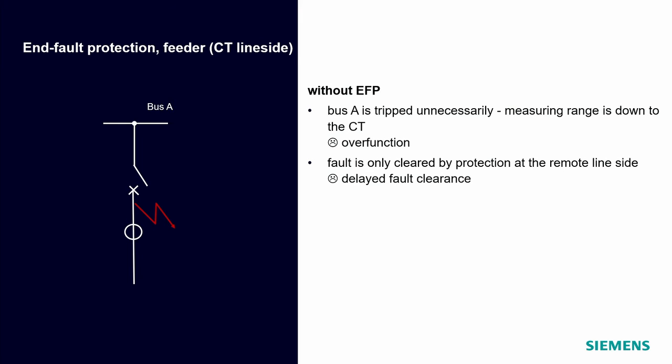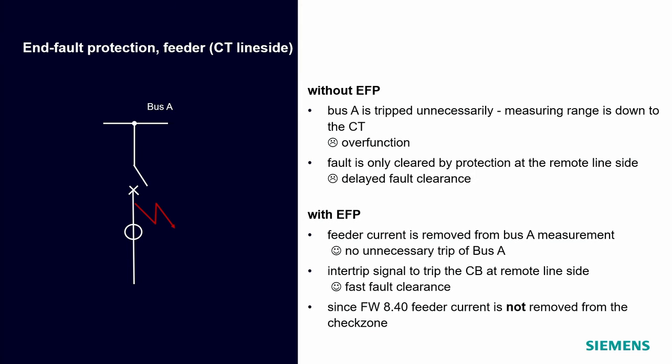In this scenario, without the end-fault protection, there's an overfunction of busbar protection, and you have to wait until the protection at the remote line side actually clears the fault. This can, of course, take some time. With end-fault protection, the feeder current is removed from the bus A measurement. Consequently, there is no differential current for the selective zone A and no unnecessary trip.